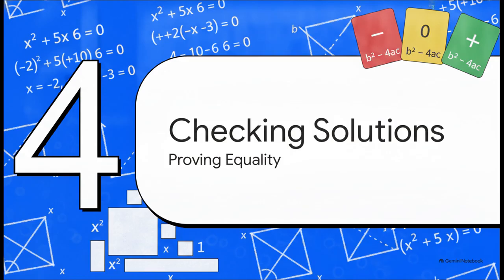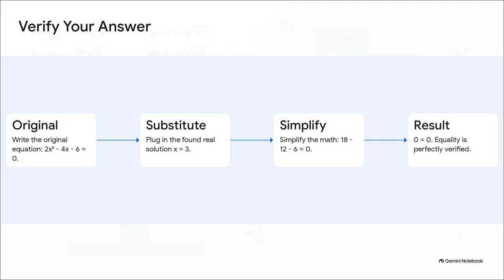Section 4. Checking our solutions. Proving equality. In advanced mathematics, we hold ourselves to a strict standard called attending to precision. It just isn't enough to find an answer. We need to take the answers we found and prove beyond a shadow of a doubt that they actually work. Let's verify our earlier work.